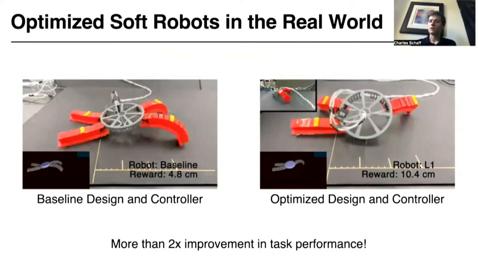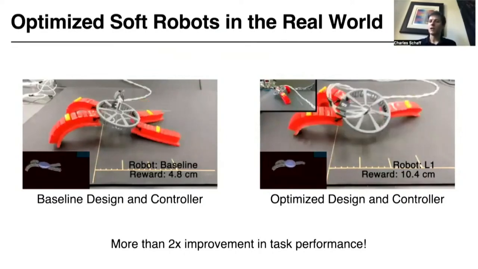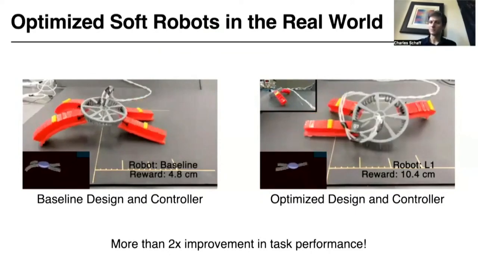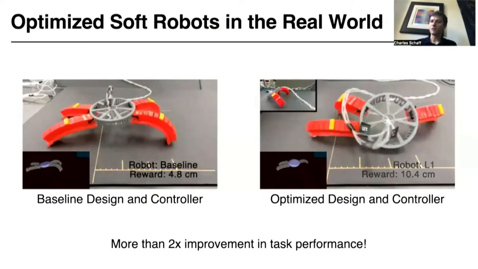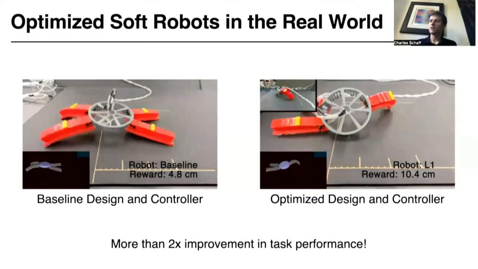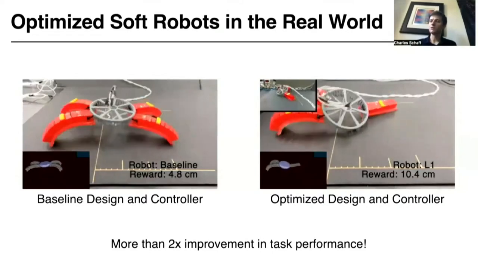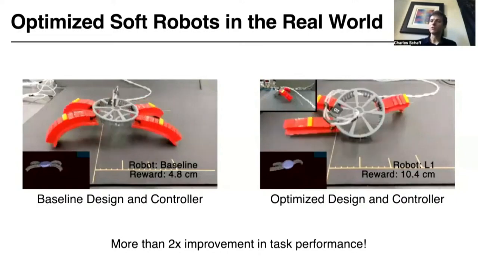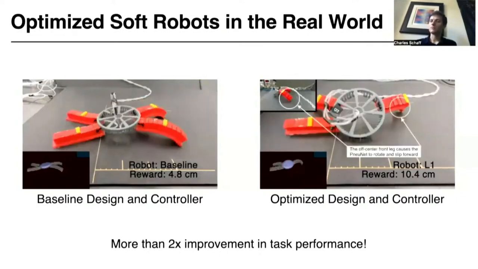Our results show that our approach is able to discover novel and high-performing crawling robots within a highly accurate finite element simulation. In physical experiments, we fabricate the optimized design and transfer the learned controller from simulation to reality, and show that the optimized system outperforms a well-studied baseline by a large margin.